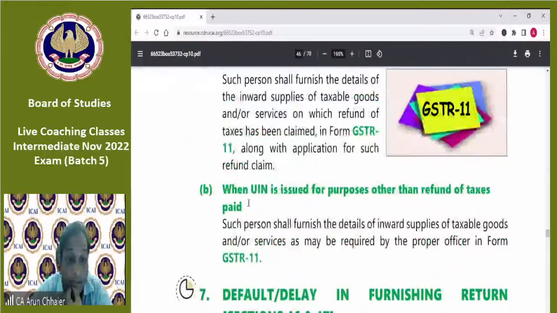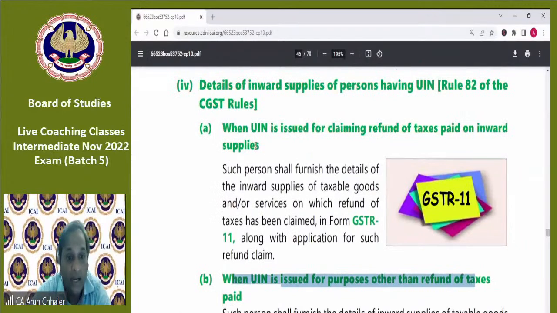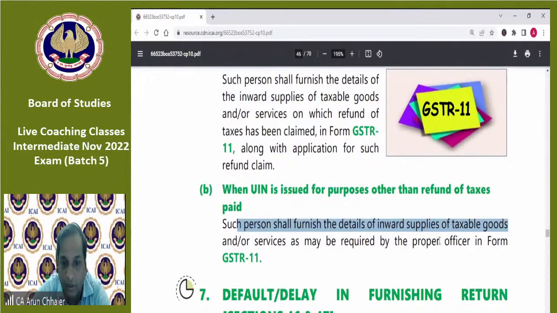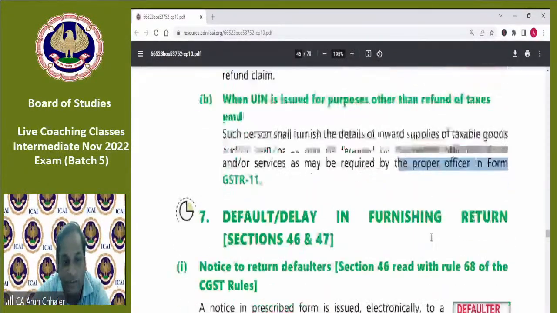Okay. And when UIN is issued for the purpose other than refund of the taxes... So we have discussed UIN is issued for claiming the refund of the taxes on inward supplies. Such person shall furnish the details of the inward supplies of the taxable goods and or services on which refund of the taxes has been claimed in the GSTR 11. When UIN is issued for the purpose other than refund of the taxes, such person shall furnish the details of the inward supplies of the taxable goods as may be required by the proper officer in the GSTR 11.